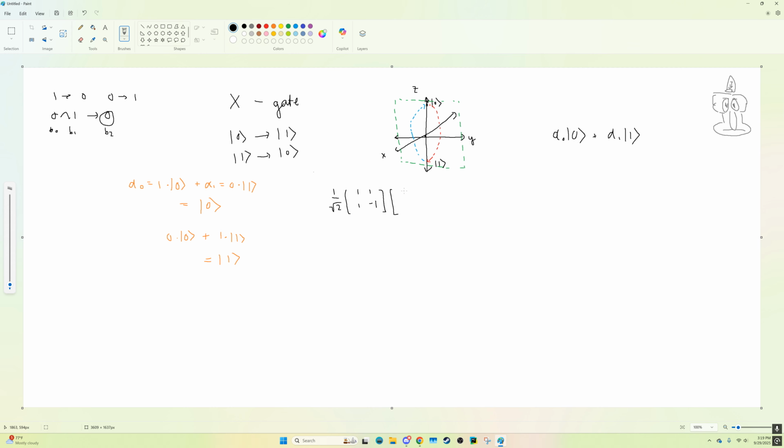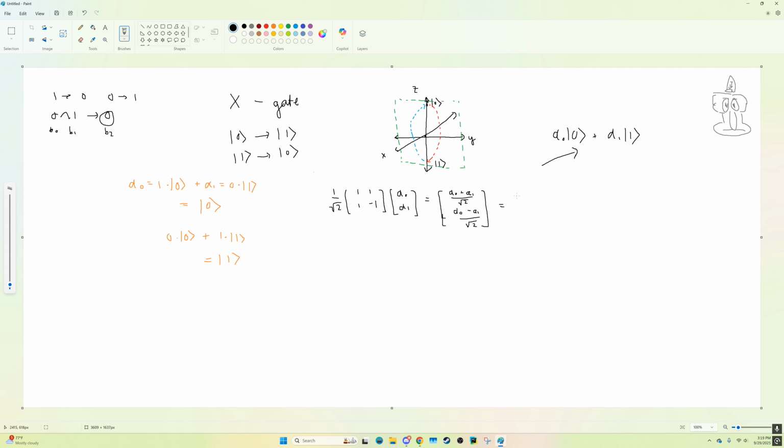But let's see its effect on multiplying by the basis state vectors. So for alpha 0 and alpha 1, which are captured right here, for the first entry, it's going to be 1 times alpha 0 plus 1 times alpha 1 divided by square root of 2. So that's alpha 0 plus alpha 1 over square root of 2. And for the second one, it's going to become alpha 0 minus alpha 1 over square root of 2.